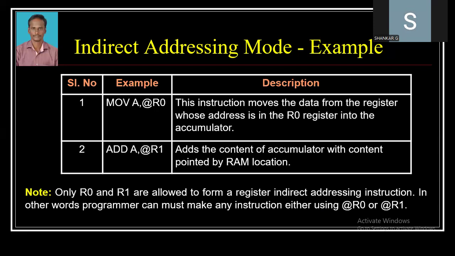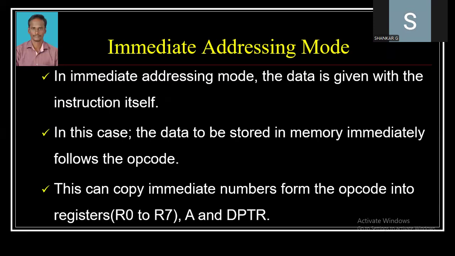Here we have to note one point: only R0 and R1 are allowed to form register indirect addressing instructions. In other words, the programmer must write such instructions using either @R0 or @R1.